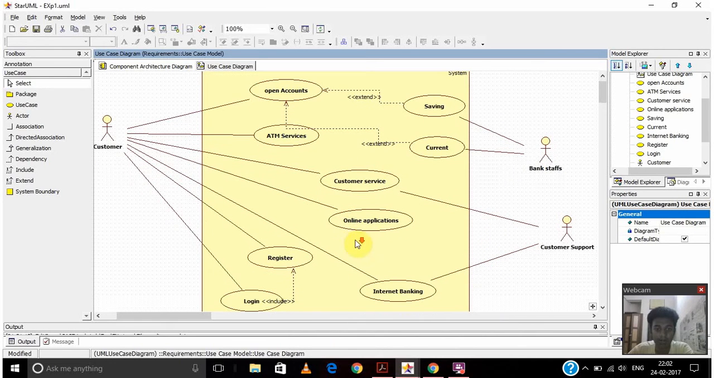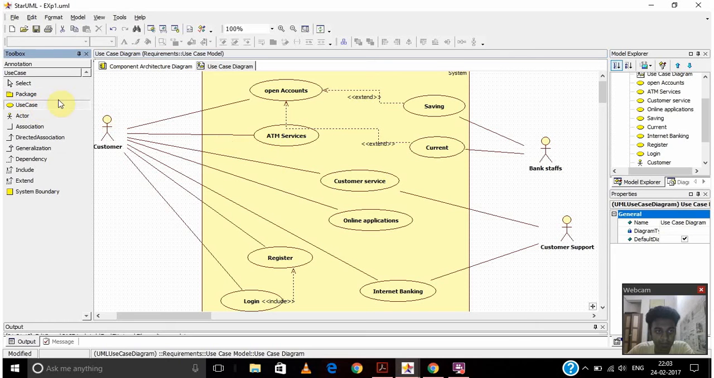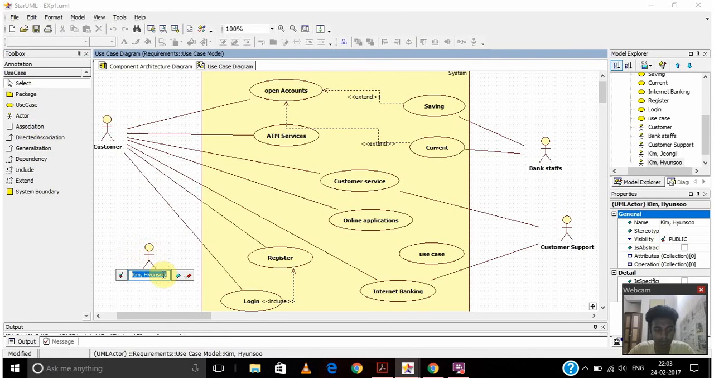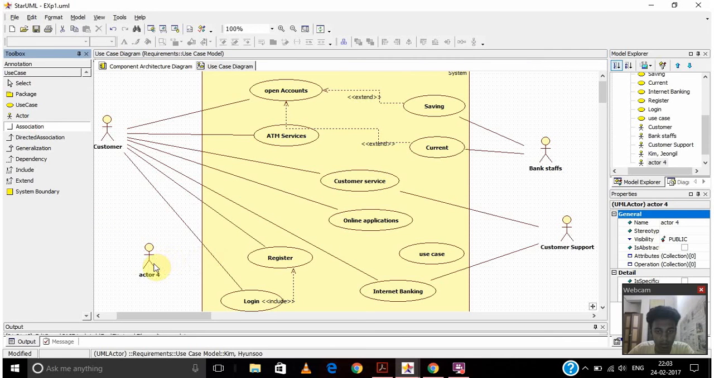If we want to add one more use case, you can just click it over here and then click over here, and you can give it any name, like use case. You can also add any actor. This is my actor number 4. You can also give a relationship or association, like here I am giving an association from this actor to the use case.